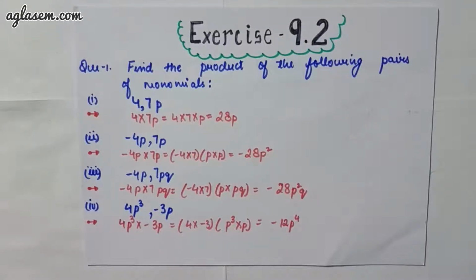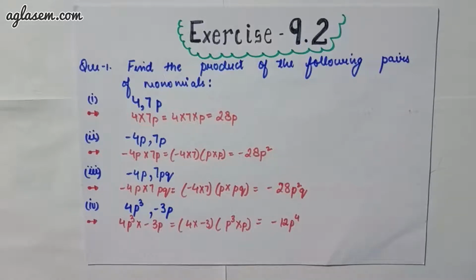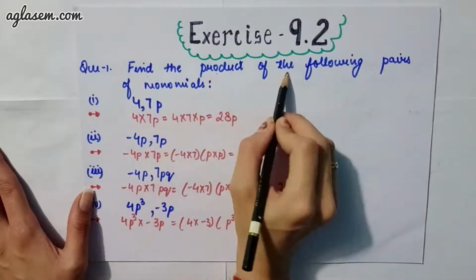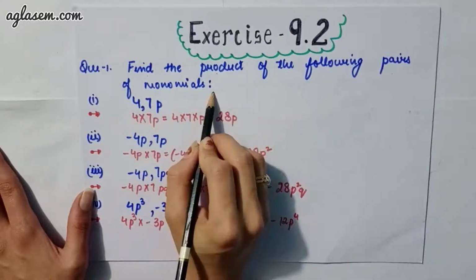Today we will be covering chapter 9, that is Algebraic Expressions and Identities. So starting with the first question of our exercise 9.2. Question number 1 says find the product of the following pairs of monomials.